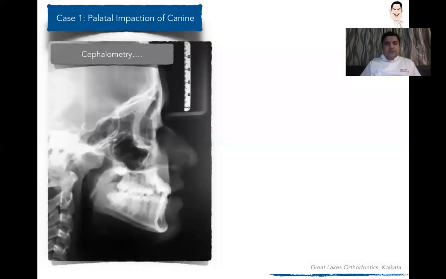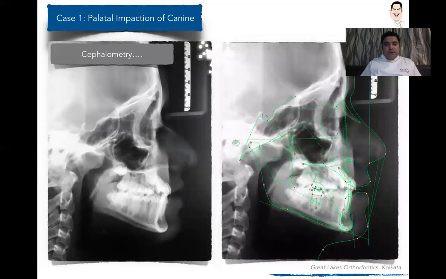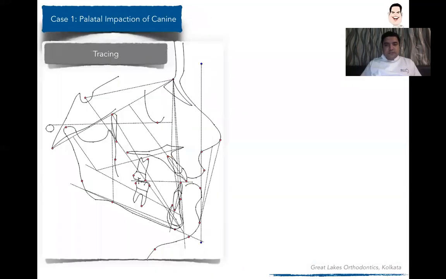So if we go into the cephalometry, which is a lateral cephalogram, we need to assess whether we need to do an extraction philosophy or a non-extraction philosophy. So that's the basic armamentarium which you should have. The lateral cephalogram, when we did a tracing and did a composite analysis of it, we are able to conclude a few statements.